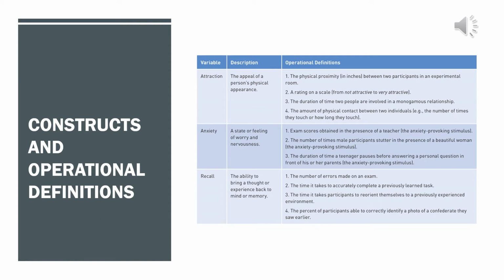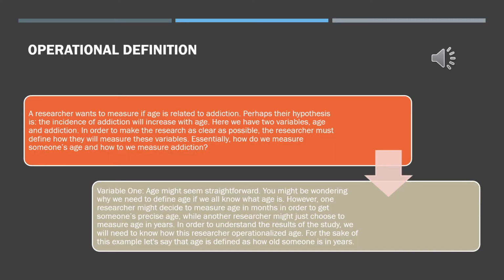These just go through some other ones that were listed in your book, apart from the examples that I just gave you, which were not in your book. So you can see the variable here is attraction, anxiety, and recall. And then we have different operational definitions that are written to try and measure how we see attraction, how we try and understand anxiety, as well as how we try and understand recall, which would relate back to a type of memory. So as you read through this slide, you can see, trying to define something as age is not as simple as we might think.